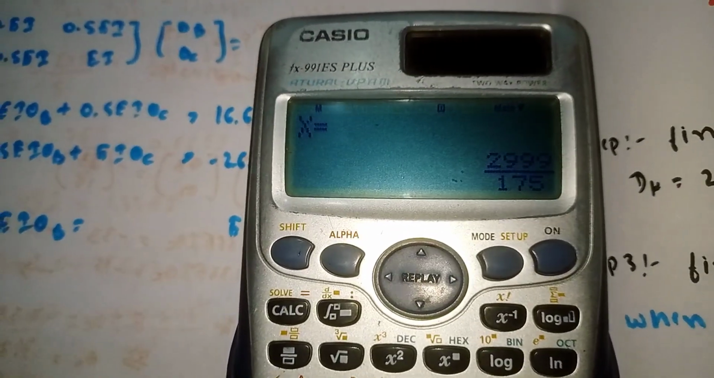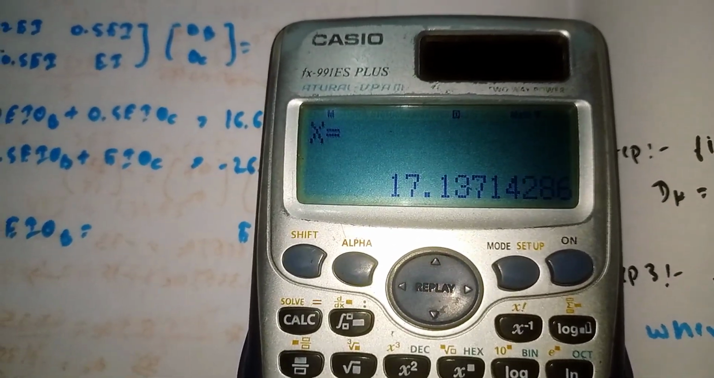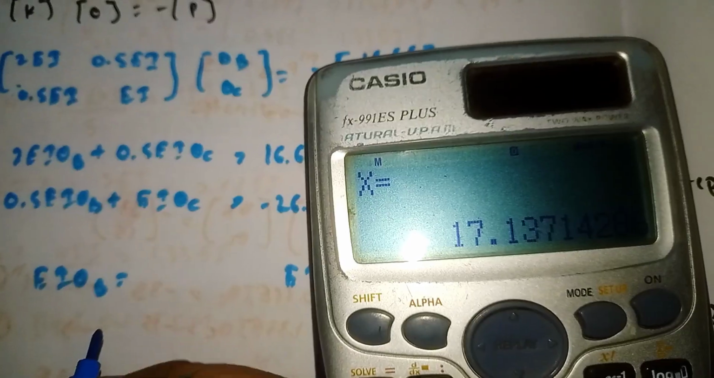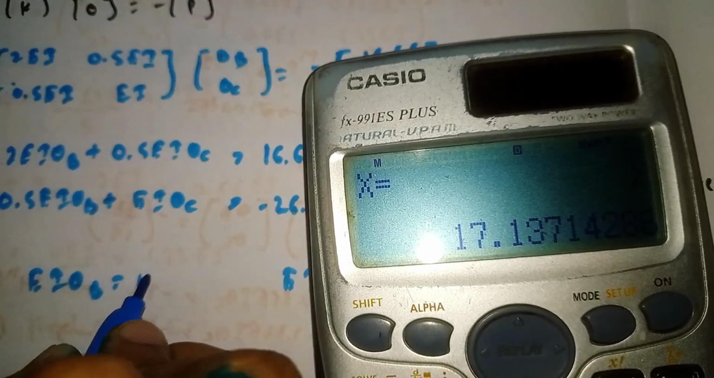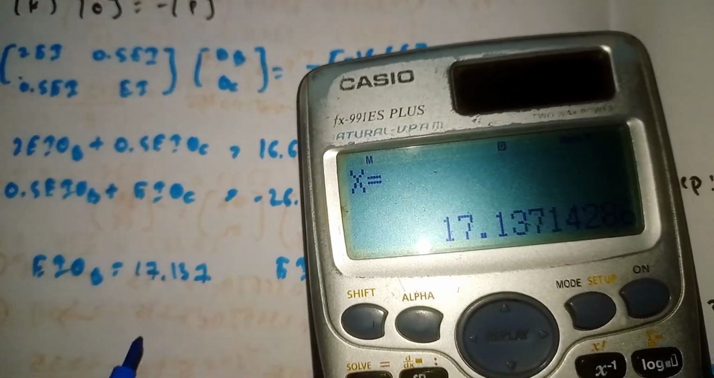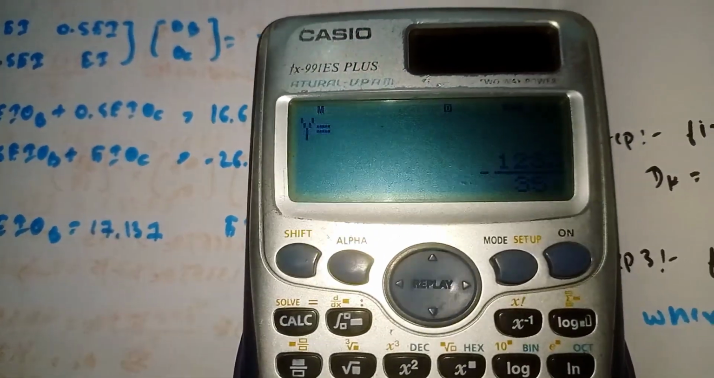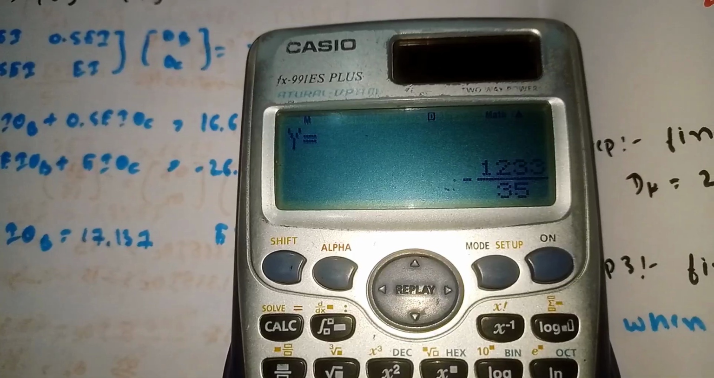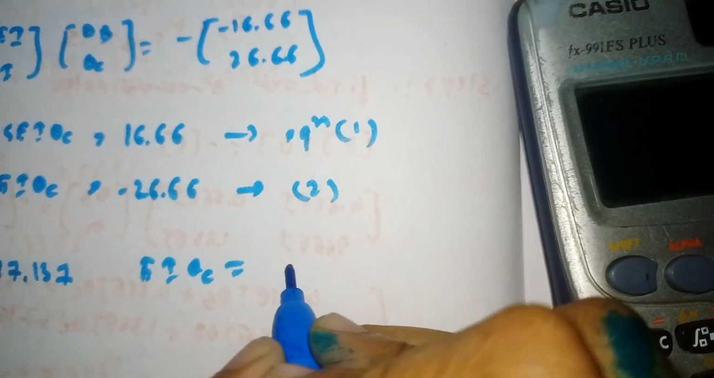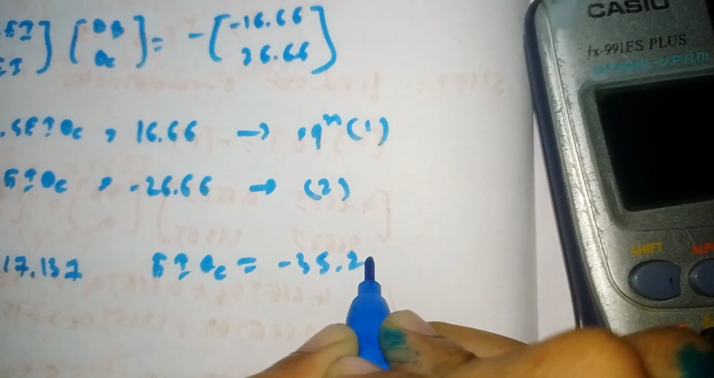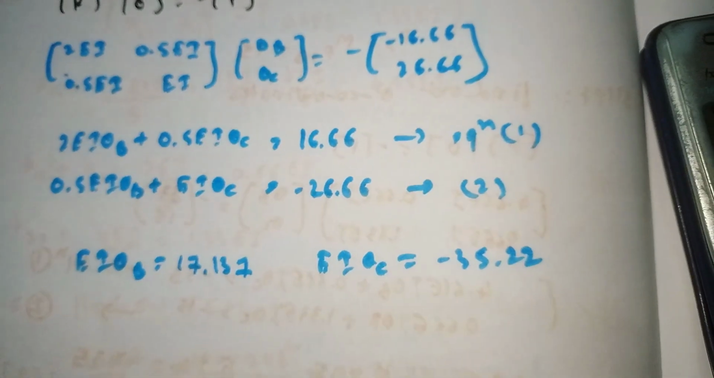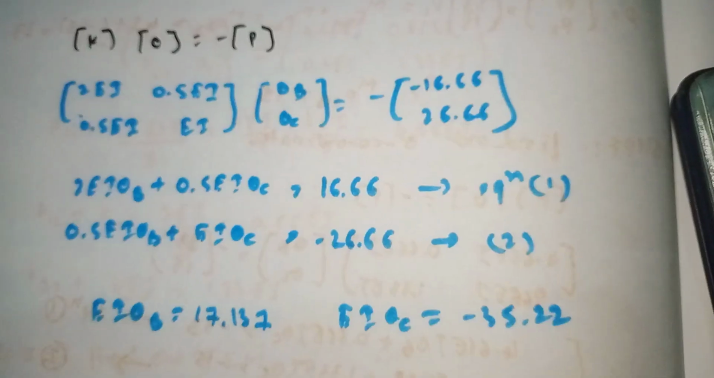Our x value is nothing but EI theta B value. It came 17.137. So now write it here. EI theta B value is 17.137. Now solve it for the second time. Y value is nothing but EI theta C value. It came out as minus 35.22. So now this is our step number 7 is complete here.